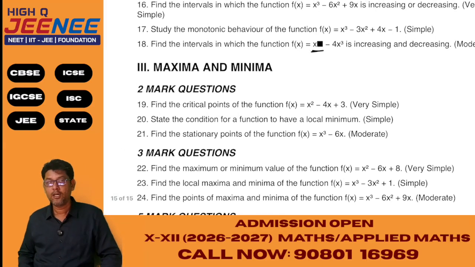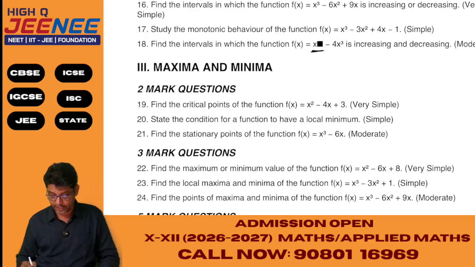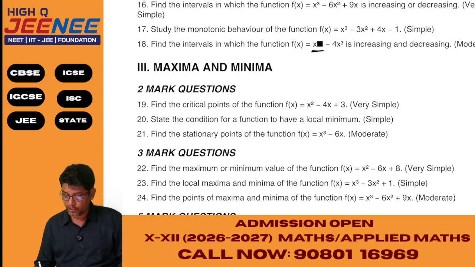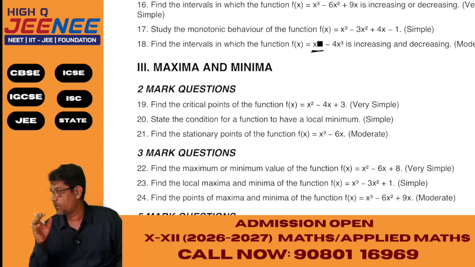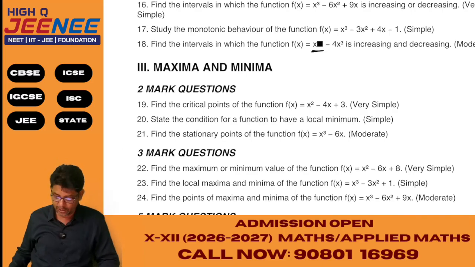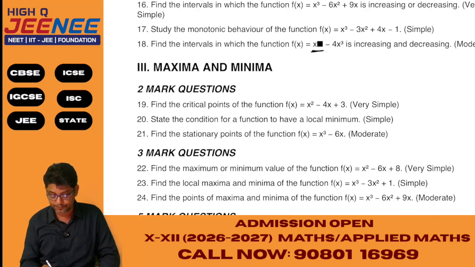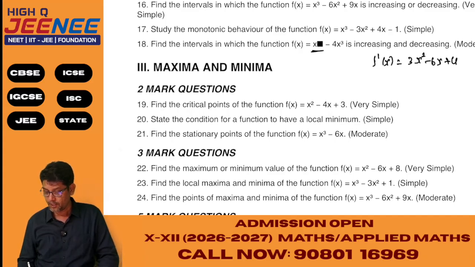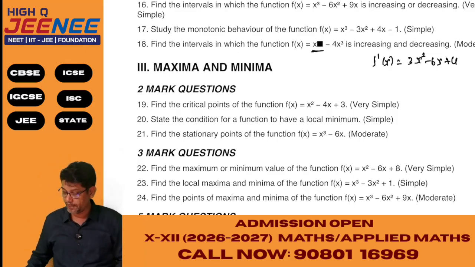Monotonic behavior. Study the monotonic behavior of the function. See, monotonic behavior means when it is increasing and when it is decreasing. That is what monotonic behavior is. Find out f dash of x. First, f dash of x is equal to 3x square minus 6x plus 4. When you multiply, you will be getting 12. When you add, you are getting minus 6.